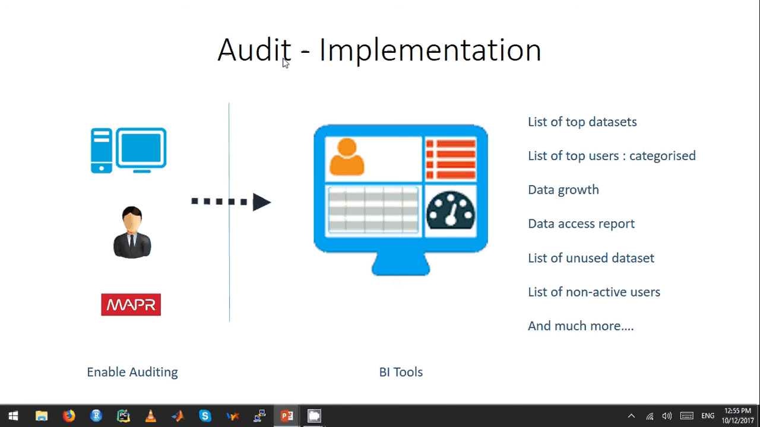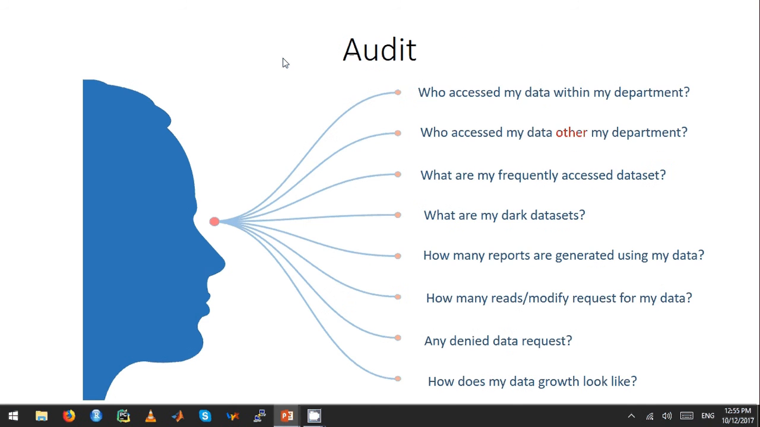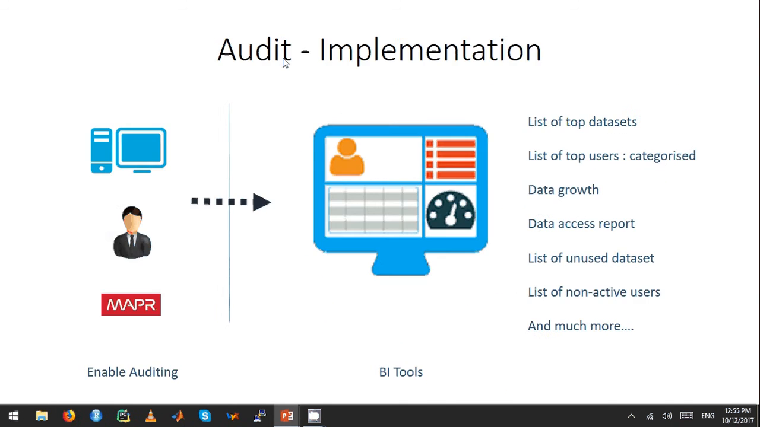So MapR provides auditing out of the box. Whatever is in the audit framework can be implemented with MapR technology, which comes out of the box. The typical dashboard you can build shows my top data sets, a list of top users which can be categorized, data growth per tenancy and per volume, a list of non-active users, a list of active users, and much more. You can build everything.